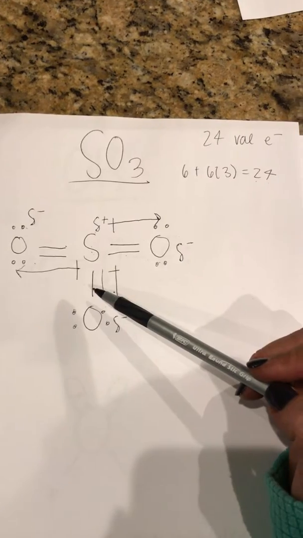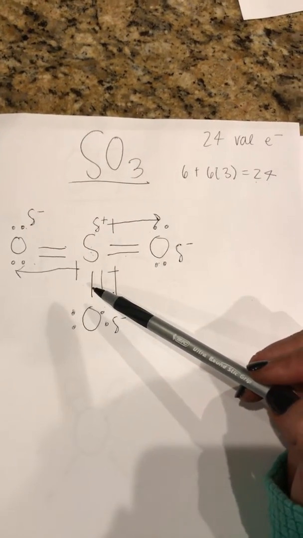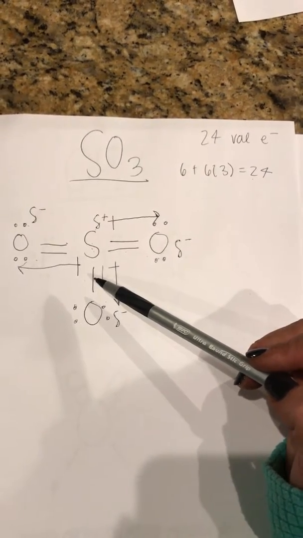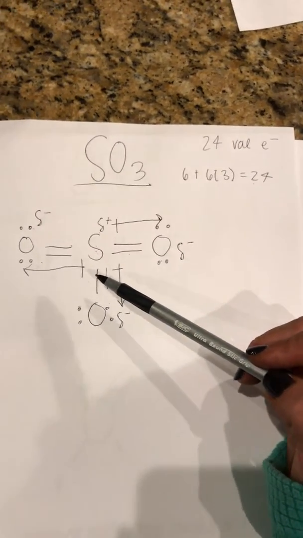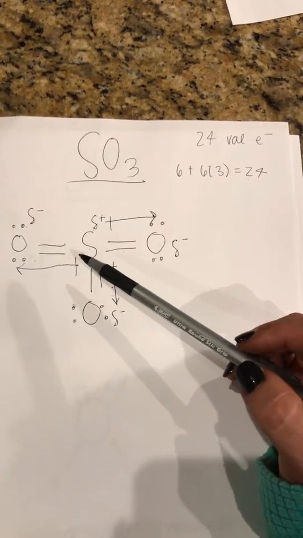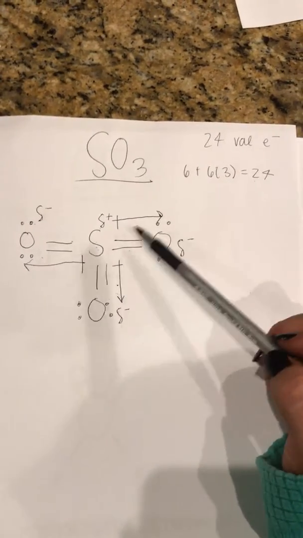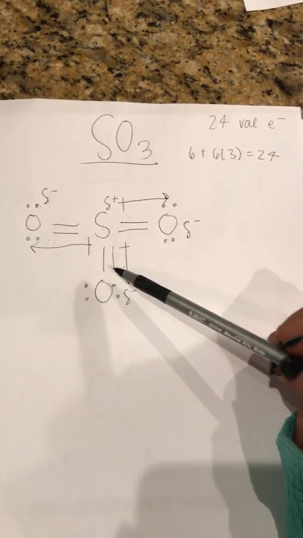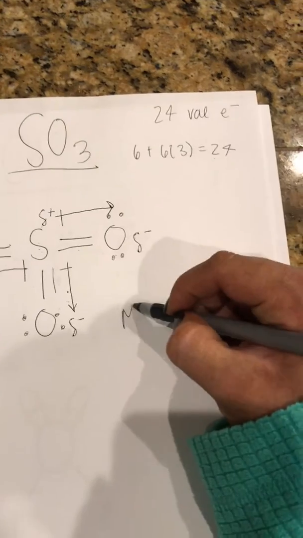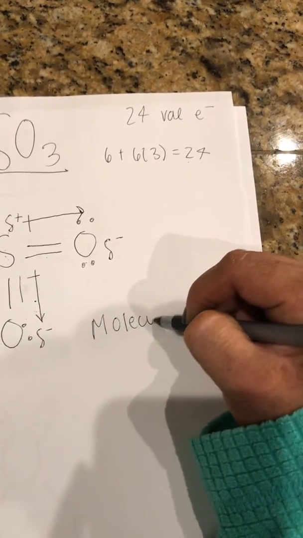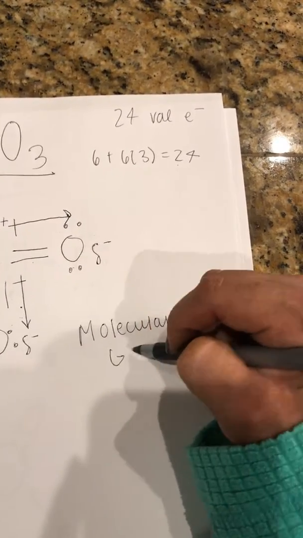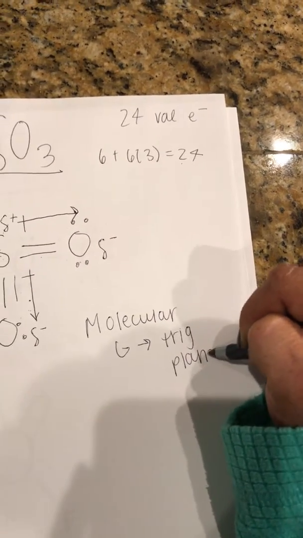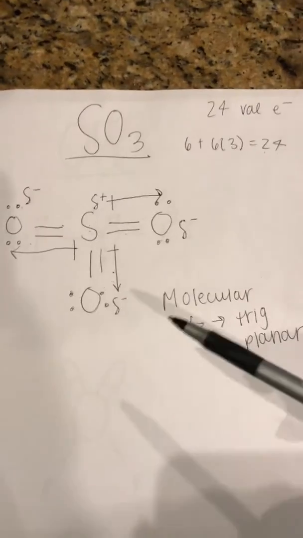In order to determine whether the dipoles cancel or not, you have to think of the molecular geometry. If the molecule is linear, these 2 bond dipoles will cancel. We have to think about the molecular geometry. This molecule has 3 domains about the center atom, 1, 2, 3. This molecule has 3 domains, so the molecular geometry will be trigonal planar, because it has 3 domains and 0 non-bonding pairs.